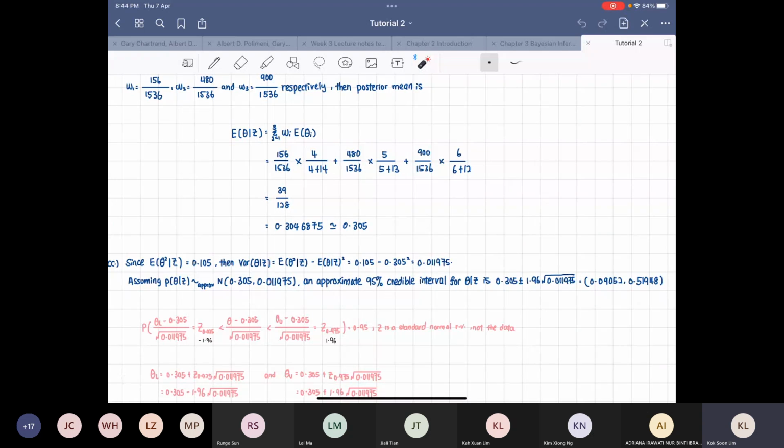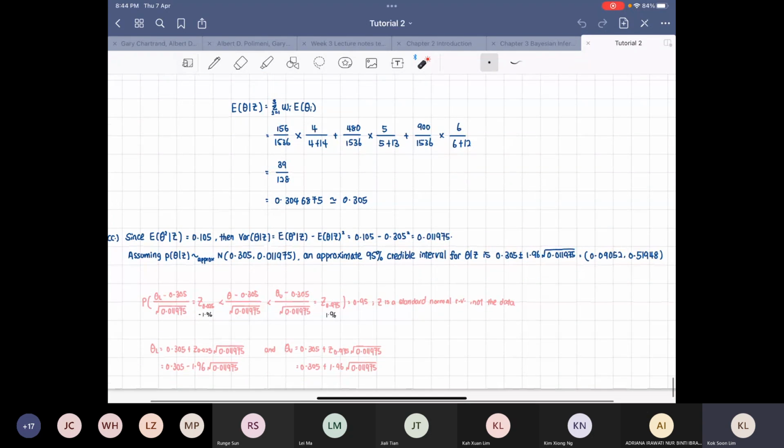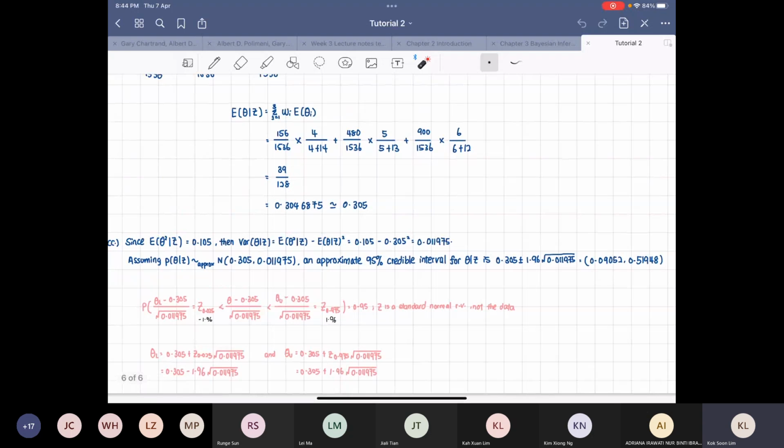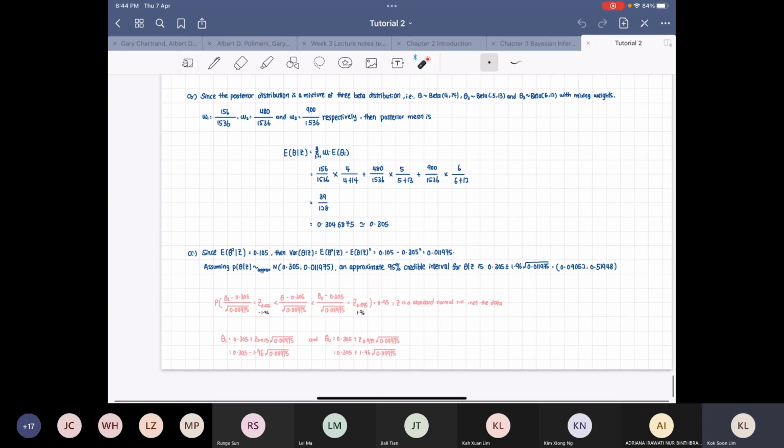How I get the credible interval is I just put it into the probability, then this part has to be equal to the 2.5 percentile, and the upper bound is the 97.5 percentile, so it's 1.96 and also negative 1.96. Then just do some algebra and you can get the answer. So yeah, that's all.